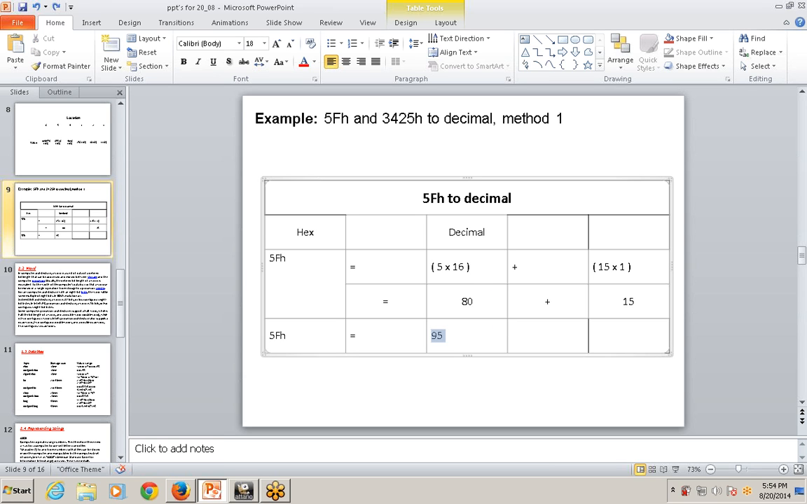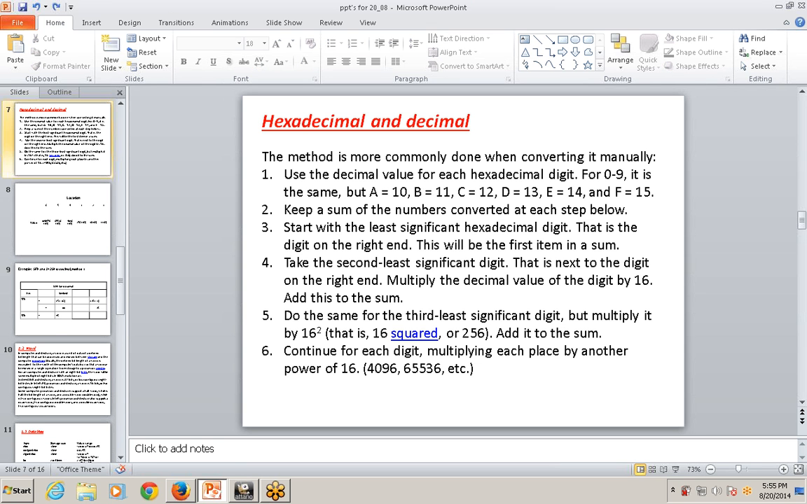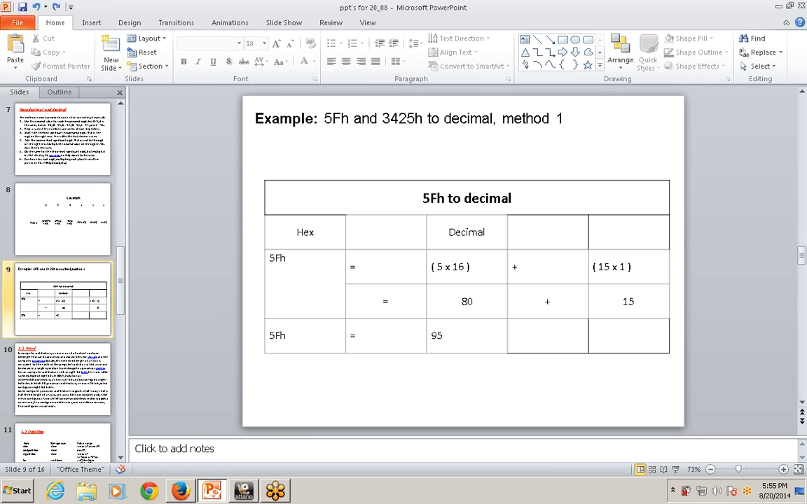I'm repeating again. I have to convert 5F into the decimal number system. Start with the right hand digit, that is the least significant digit. Use 16 power 0, that is 1 into F. F is 15. So 16 power 0, that is 1 into 15. Then 16 power 1, that is 16 into the next digit, that is 5. So if I add these, that is 80 plus 15, that is 95. This is how we can use the hexadecimal number system in the computer system.